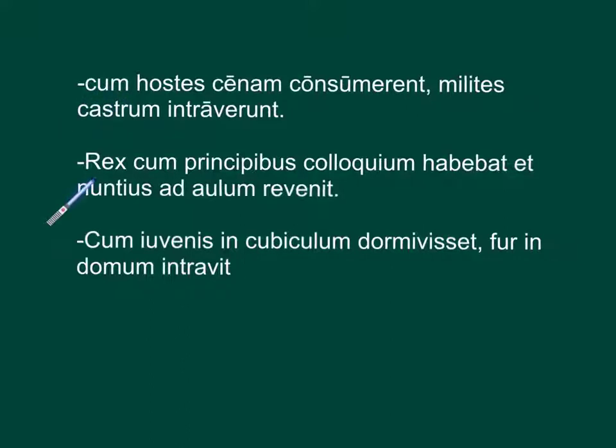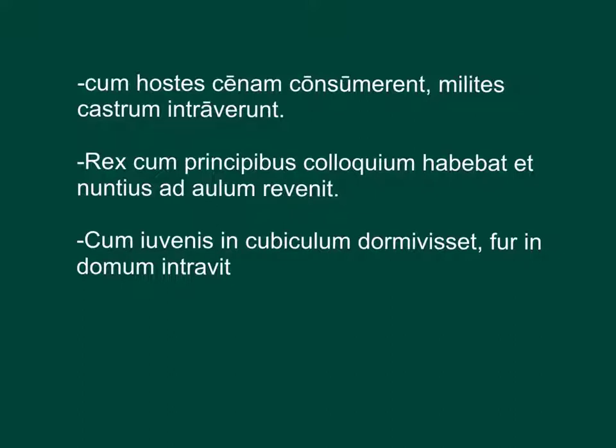Let's look at the next sentence. Rex cum principibus colloquium habebat et nuntius ad alum re venit. So we have a cum, alright. We have an ablative after it, but let's check, see if there's a subjunctive verb. Maybe this is just another ablative in the sentence. We have a habebat, not subjunctive, and we have the re venit. Again, not subjunctive. So this cum is going with the ablative, and it means with the chiefs. So the king, with the chiefs, was having a conversation, and the messenger returned to the palace.